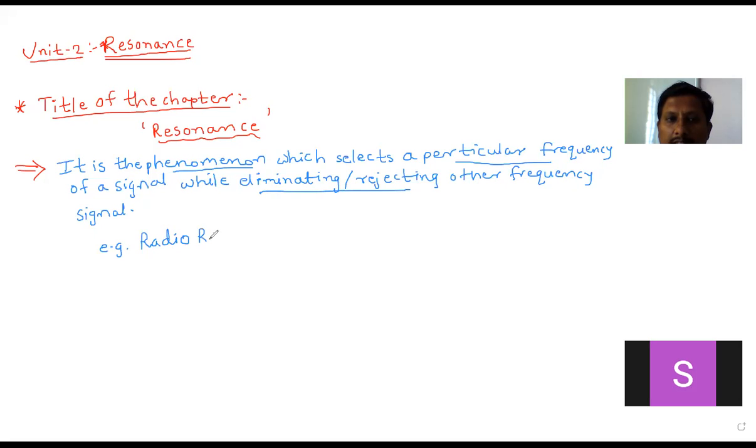Suppose we are taking a radio receiver. Everyone knows FM radio. Now you are learning frequency modulation in analog communication; the analog communication subject is there in this semester only, and in that the frequency modulation technique is there, you can learn. Everyone is listening to FM radio from a mobile or a radio at home, or in a car we can also receive the FM signal.